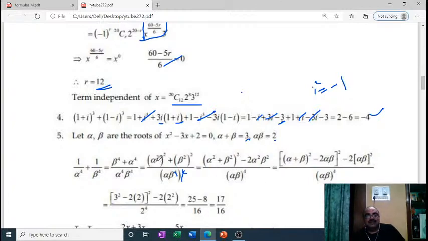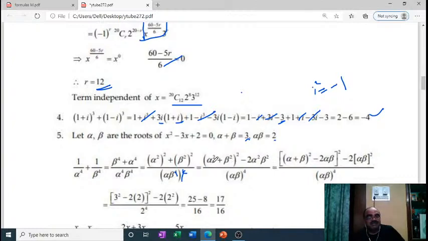Now friends, this is interesting. (a square) whole square plus (b square) whole square, how do you write it? (a square plus b square) whole square minus 2a square b square. Taking this whole thing as m and n, m square plus n square is (m plus n) whole square minus 2mn. Same thing is written here.